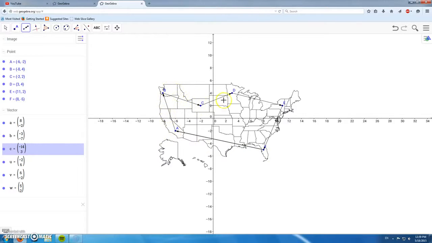And as you can see, it forms a general shape. So, yep, that's it. That's all there is to vectors.